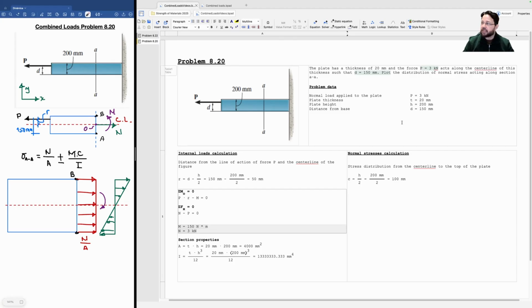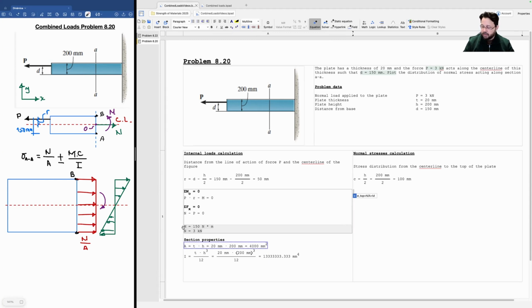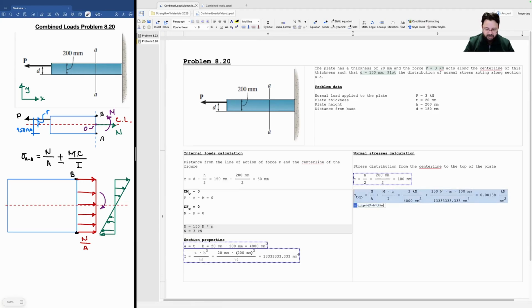So I'm going to call this sigma top, just giving it a name. The sigma top is going to be N divided by A plus then M times that C divided by I. I'm going to have 0 kilonewtons. Let me put it in megapascals. No, megapascals. There it is.